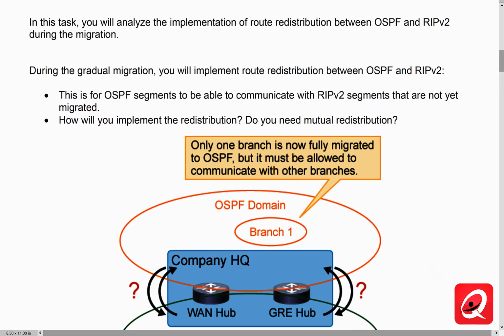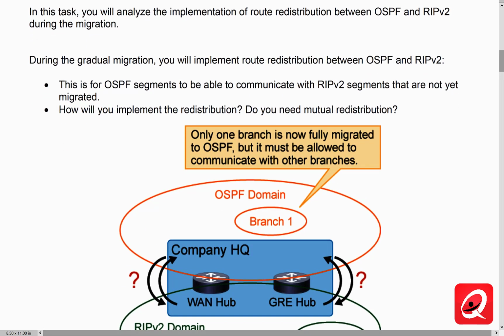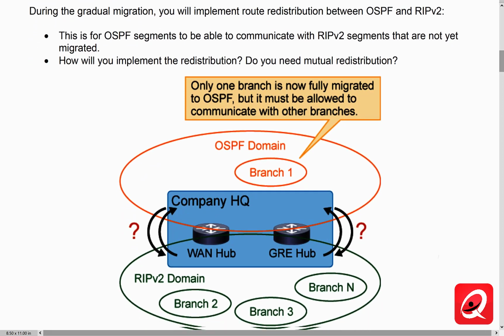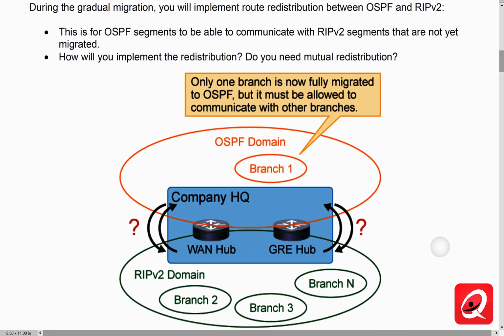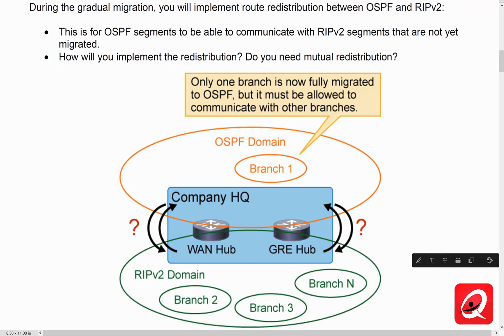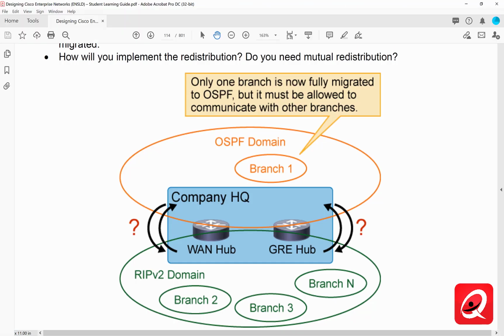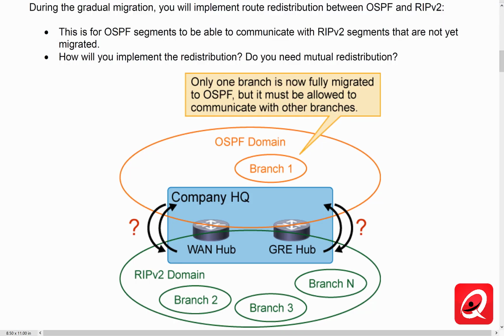So maybe I'm missing something, but I don't see why we would have to do that. Right? And their justification: only the branch is fully migrated to OSPF, but it must be allowed to communicate to the other branches. We didn't get rid of RIP. If we said, you know what, let's tear down RIP completely, get rid of RIP at all the branch locations and start to migrate to OSPF, I would say, well, yeah, in that case, we would lose connectivity anyway, wouldn't we? We wouldn't even have the option to do redistribution.